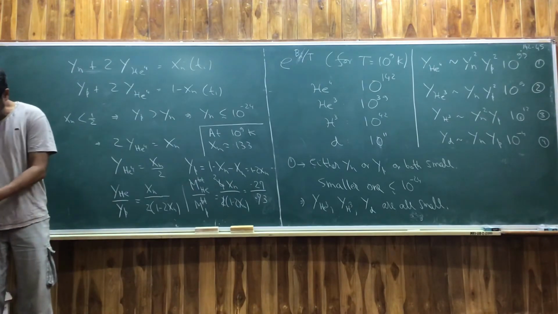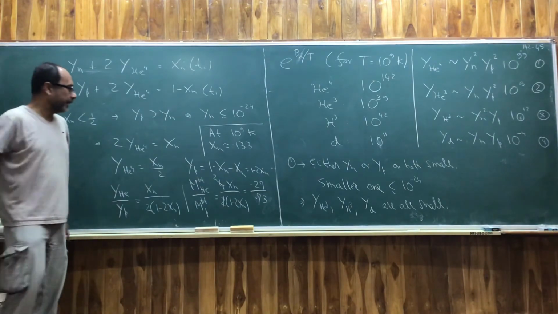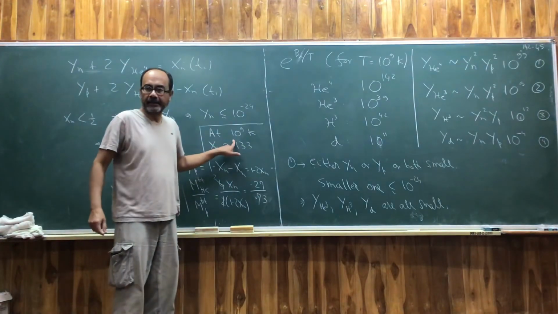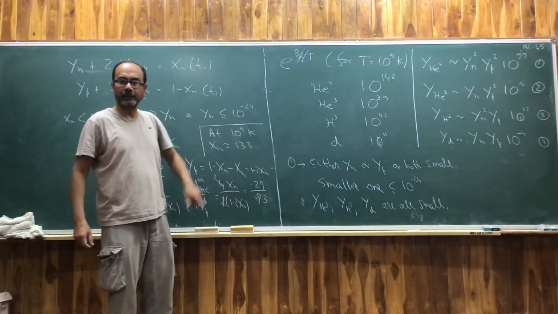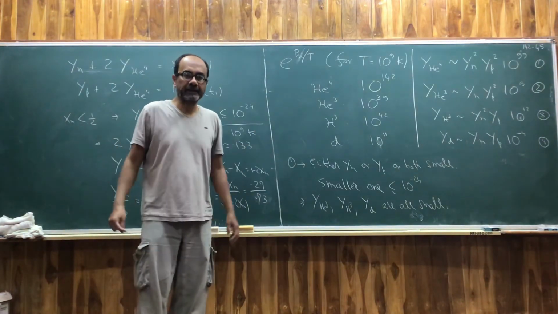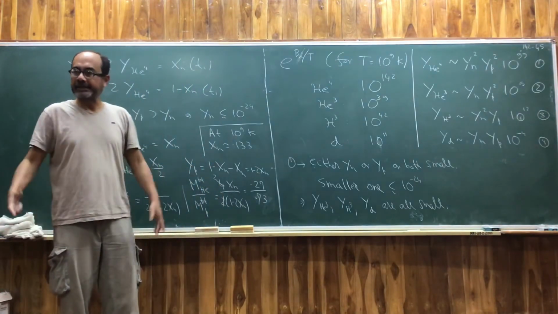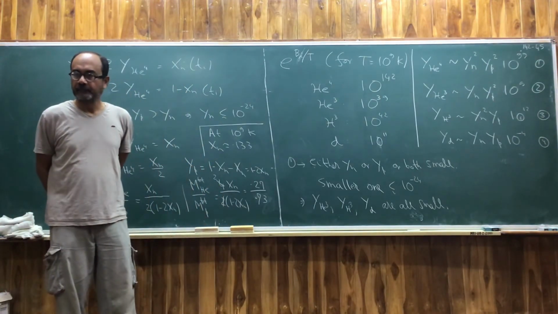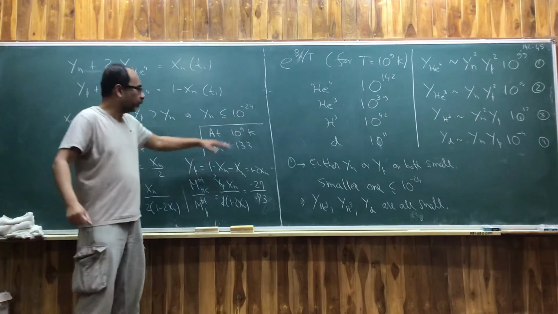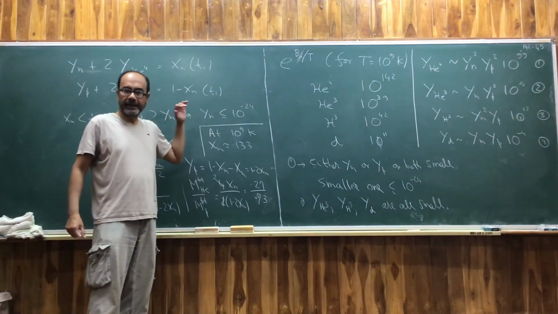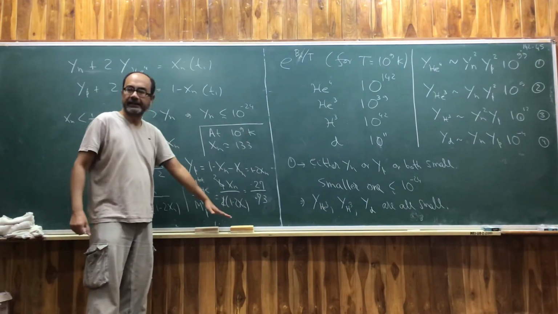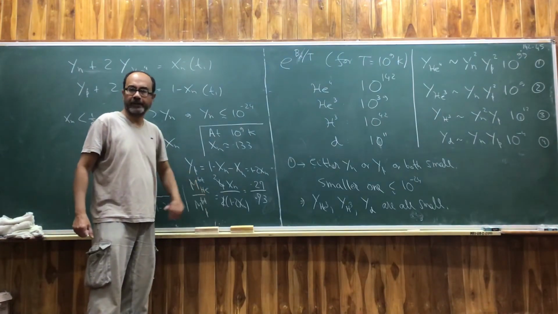So next time we will basically try to determine this number. Right? We have been assuming that it's 10 to the 9 K where things happen. But what determines this number, 10 to the 9 K? This is what we'll try to determine next time. And once we determine this, then the rest follows from that.